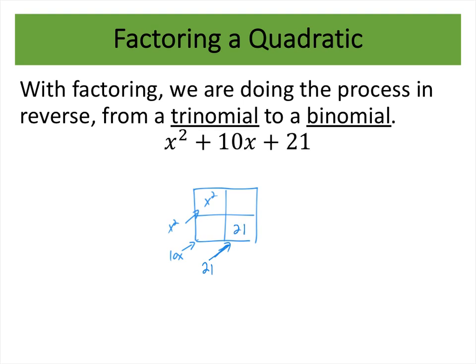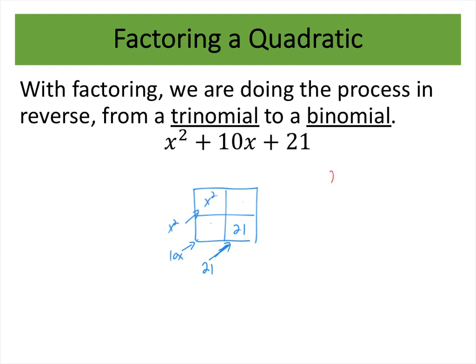Well, unlike the common factor, we can't easily undo. So we need to start thinking, what two numbers add up to 10? What two numbers add up to 10? Well, we could put 5 and 5. Would that work? Well, no, we can't because the diagonals have to multiply to 21. These diagonals have to multiply to be the same number. What do I mean by that?